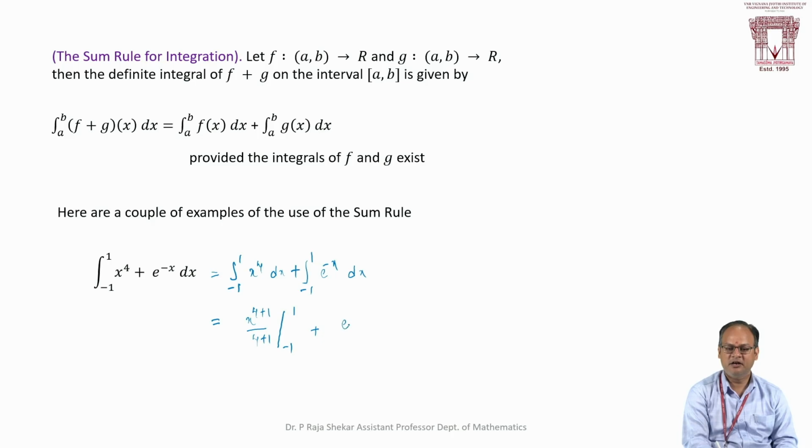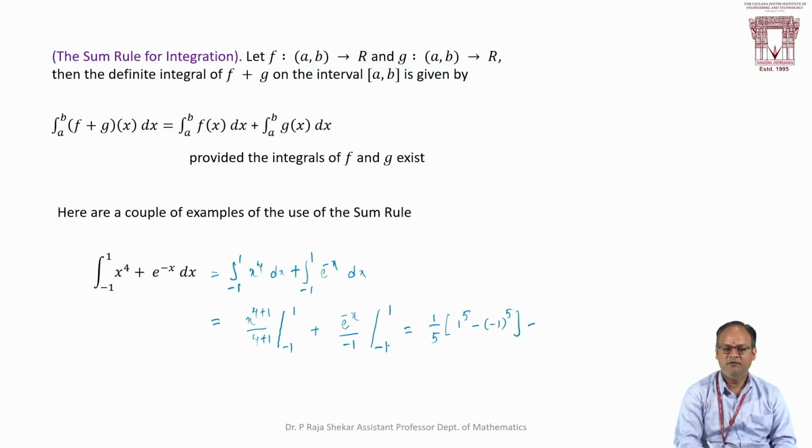And the second term, the integration of e power minus x, is e power minus x divided by minus a. So here in place of k, we have minus 1. Limits are the same, minus 1 to plus 1. So let me substitute the limits for both the cases. In the first we have 1 by 5 as a common constant. So it is x to the power 5. So it is 1 power 5 minus the lower limit for x, which is minus 1. So minus 1 to the power 5.